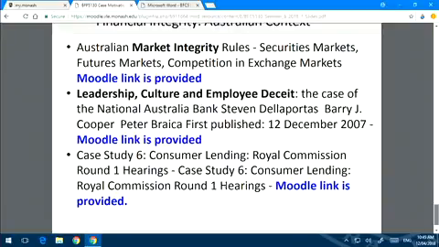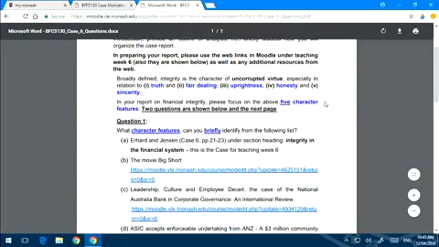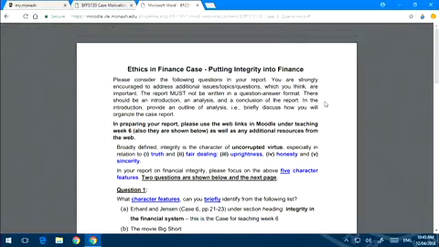Case study, see, there is a repeat, and I'll correct this afternoon, this one here. Consumer lending. Let me go back to how you structure your report. There are two ways to structure this report. One way, I would prefer this way.